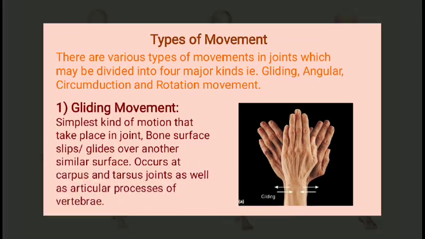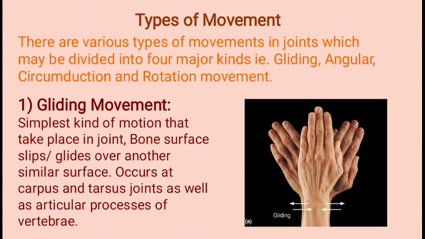Actually, there are various types of movements in joints, which may be divided into four major kinds, that is gliding movement, angular movement, circumduction movement, and rotation movement. Let's start with the first one, that is gliding movement.